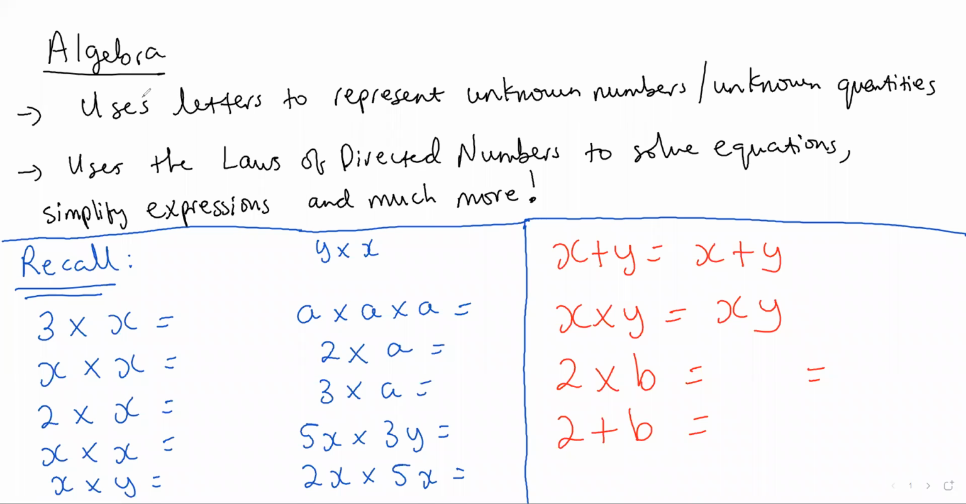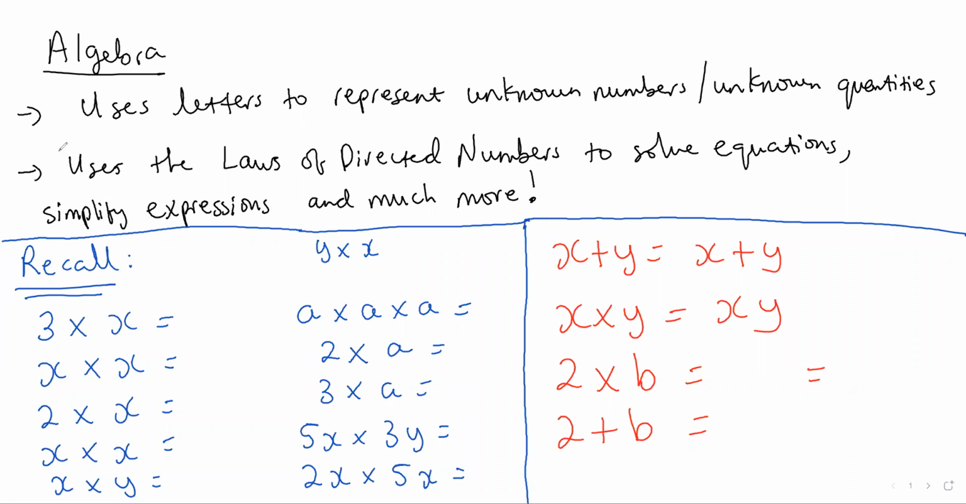Right? So we have here algebra. So what is algebra? Algebra is basically using letters or symbols to represent an unknown number or unknown quantity. In primary school, we are accustomed to working with known quantities. But now, if you don't know a number, it's okay. We just use a letter to represent that unknown number or unknown quantity.